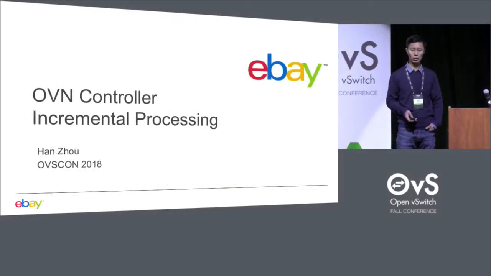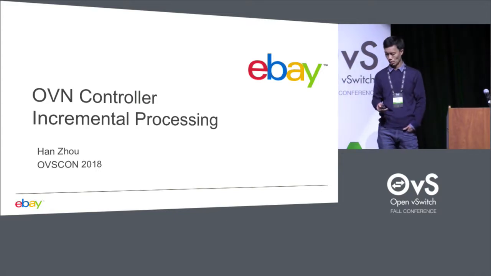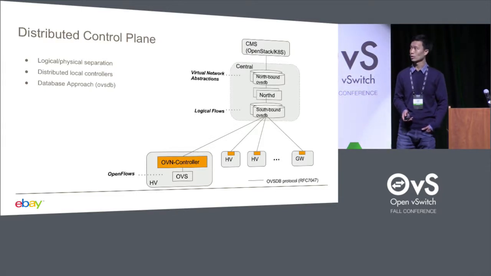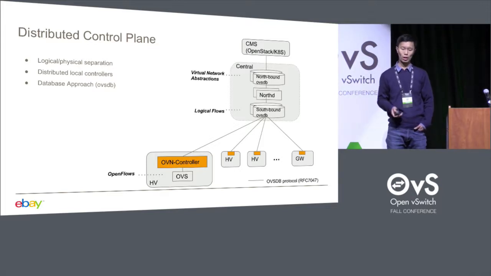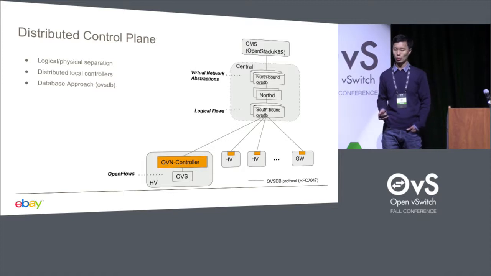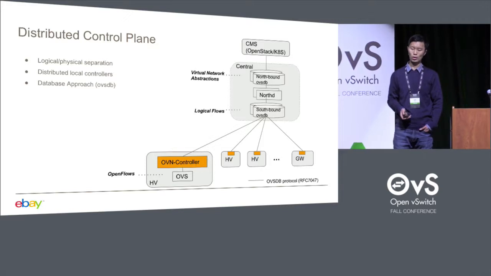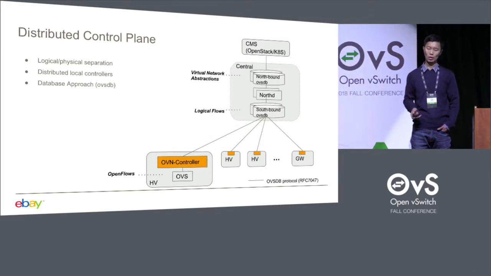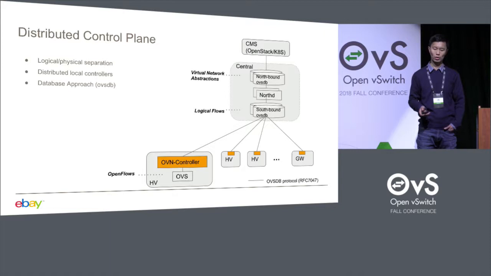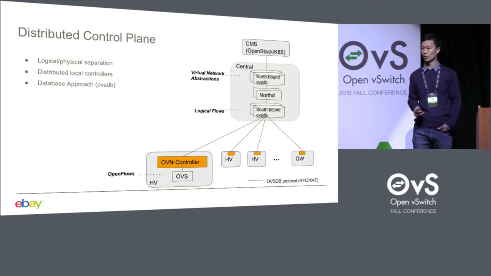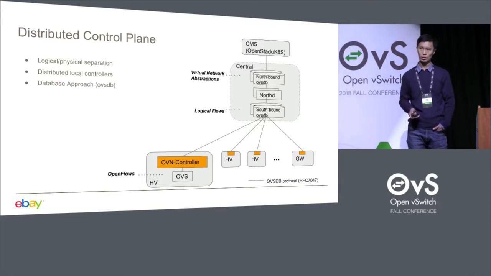Today my topic is OVN controller incremental processing. First of all, let's look at the OVN control plane, which is a distributed control plane. There is a central part and a distributed part. OVN controller is distributed on all the hypervisors and gateway nodes. It watches the southbound DB and translates and processes the changes from the southbound DB on every hypervisor and gateway node, to translate logical flows to OpenFlow rules and install them to OVS.